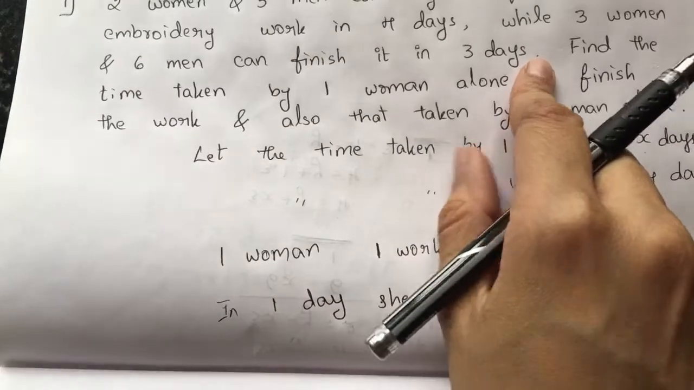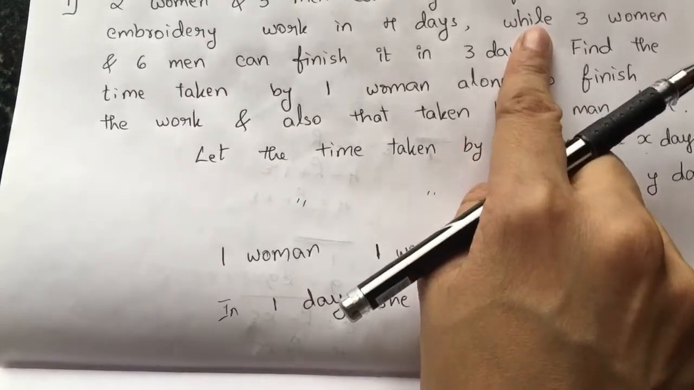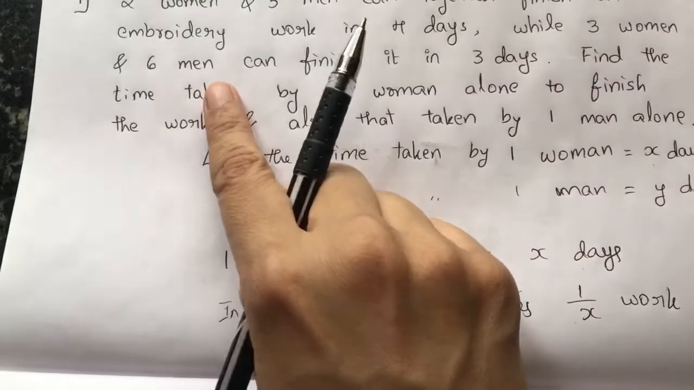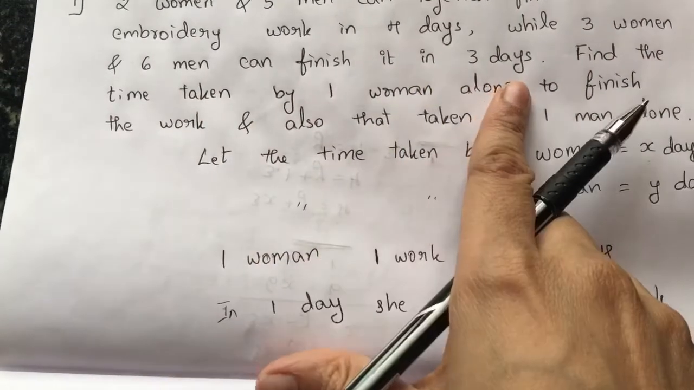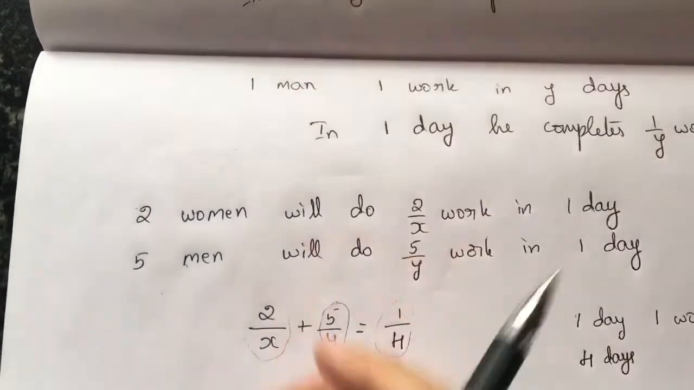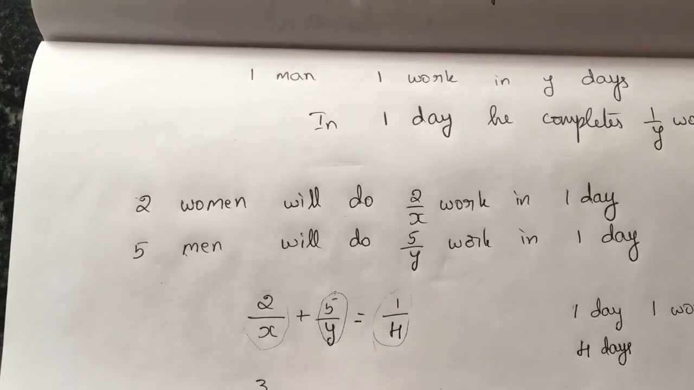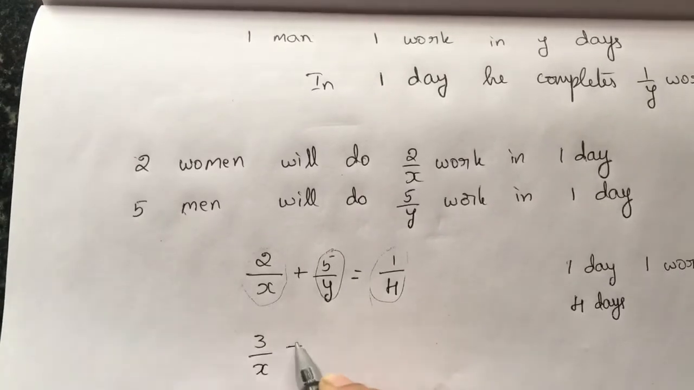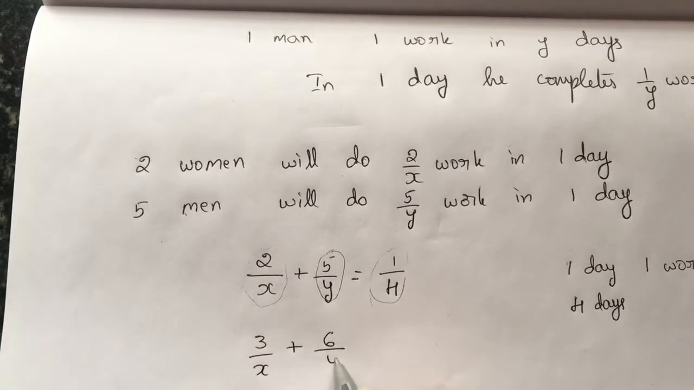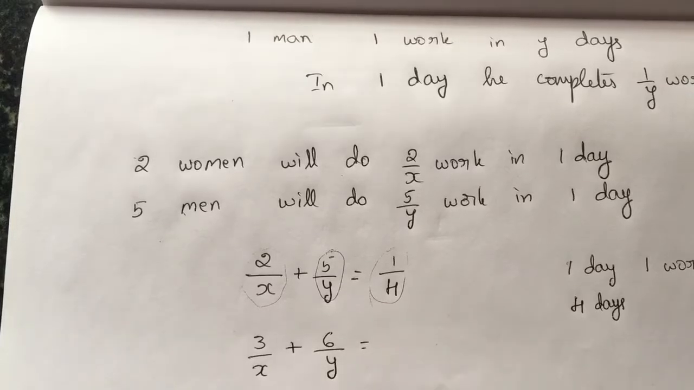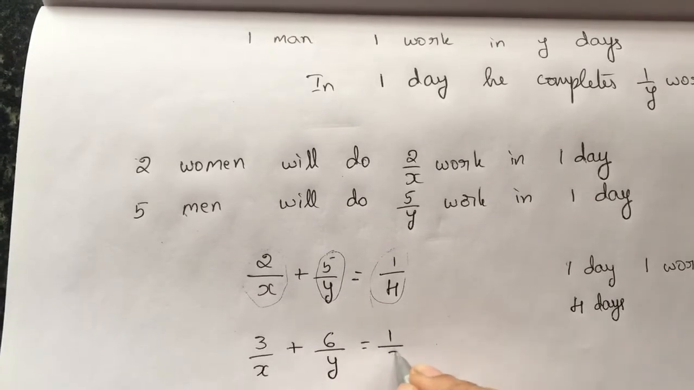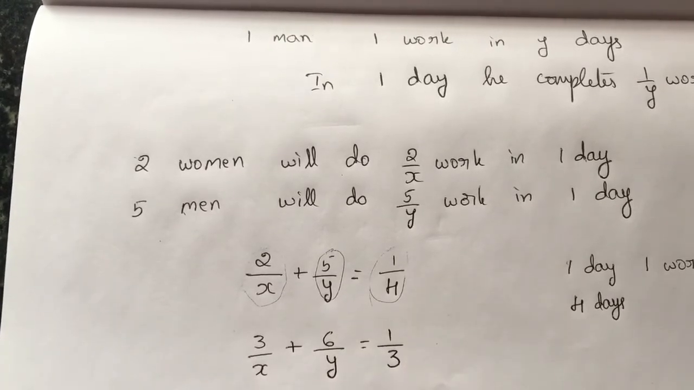So similar to this, I'm directly writing the second statement. While 3 women and 6 men can finish it in 3 days. 3 women, so 3 by X, then 6 men, so 6 by Y, can finish in 3 days. So the work done is 1 by 3.